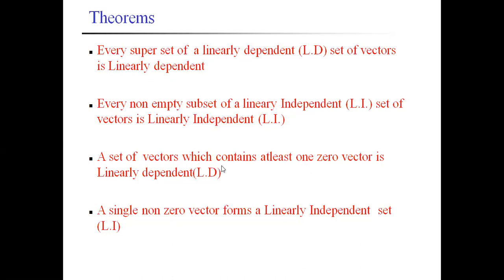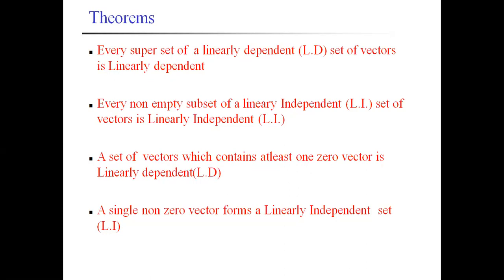A set of vectors which contains at least one zero vector is linearly dependent. It is a very important one. Take the vectors u1, u2, and so on up to un, with one zero vector. That means u1 will be considered as the zero vector.